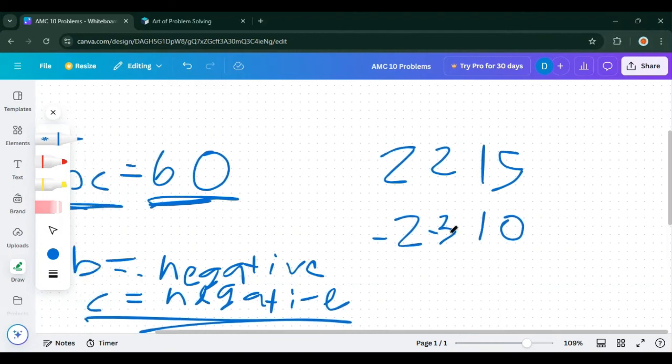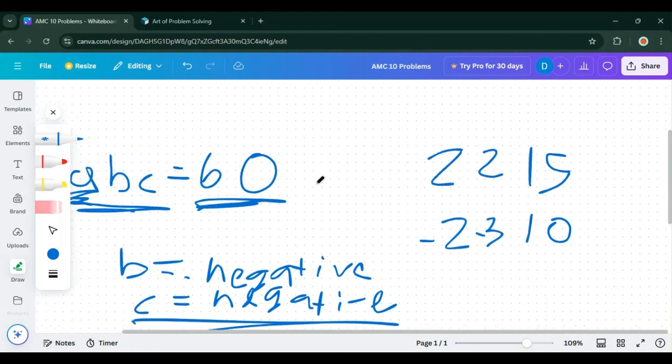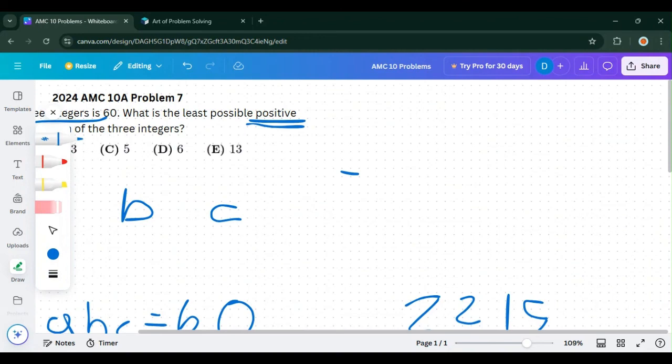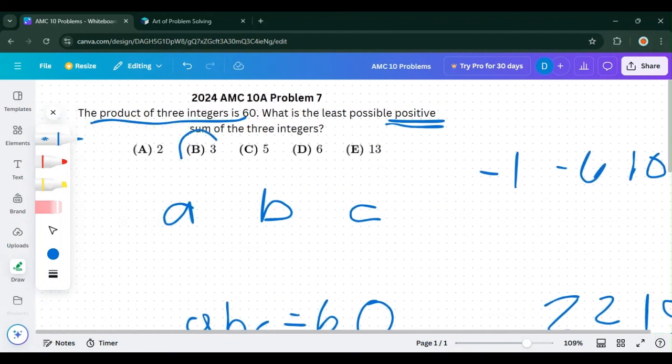So you can obviously list all the possible solutions out, and then pick the lowest one. And we already saw the lowest possible solution, and it's a sum of 3 with -1, -6, and 10. Okay, so the answer is B.